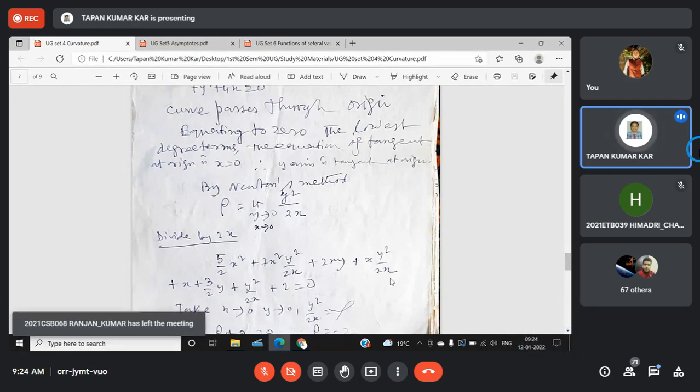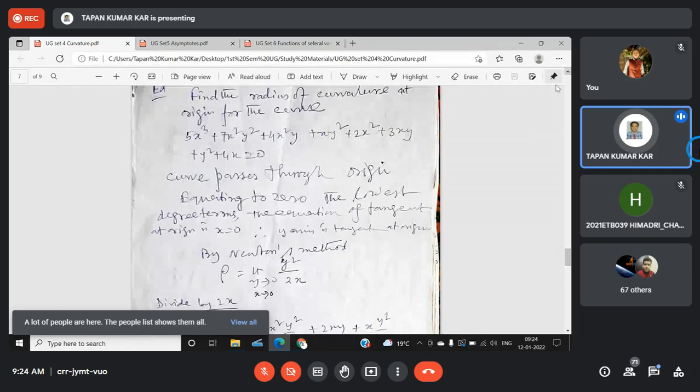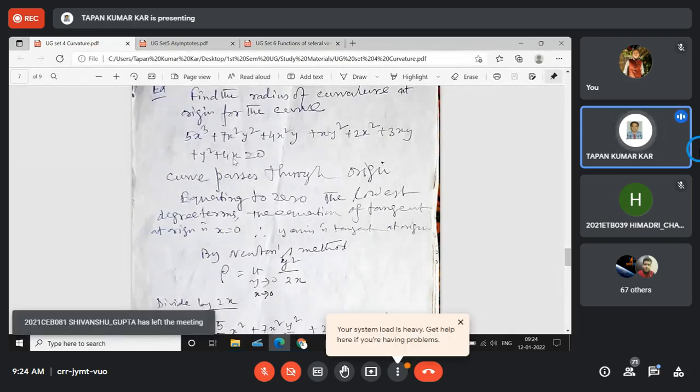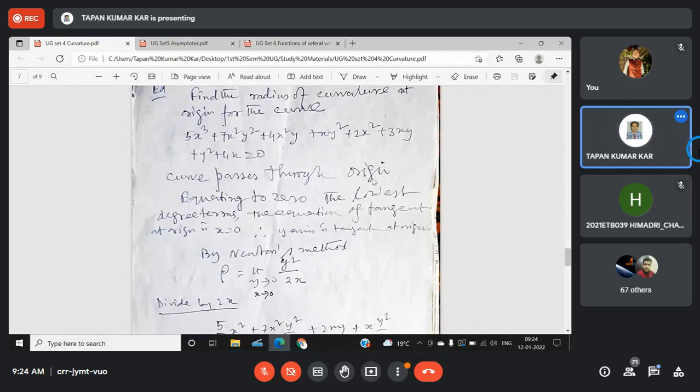But you have to remember Newton's formula: when the y-axis is the tangent, when the x-axis is the tangent, and when neither the x-axis nor the y-axis is the tangent. Suppose, for example, in this case, instead of only 4x, there is also 2y. That is 4x plus 2y equal to 0. Then your tangent is 4x plus 2y.